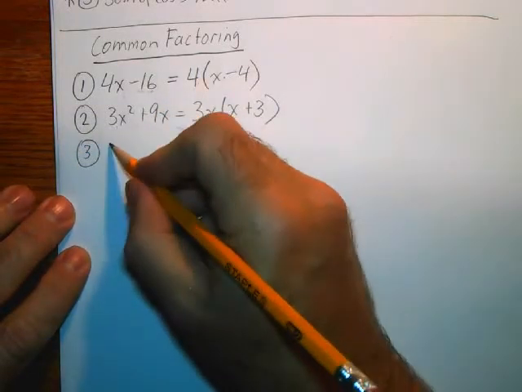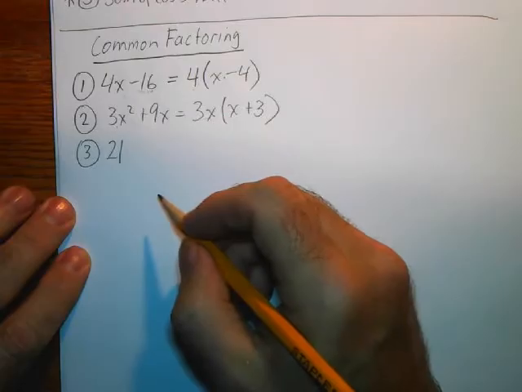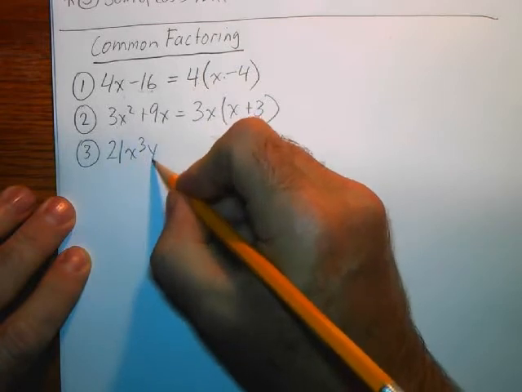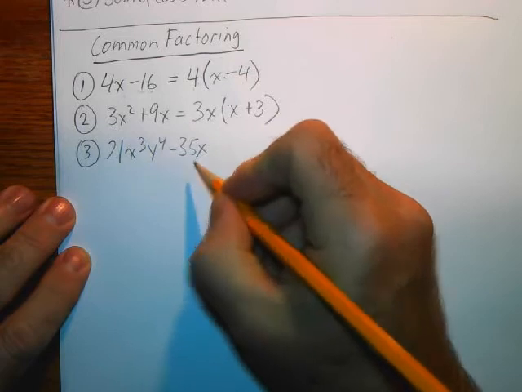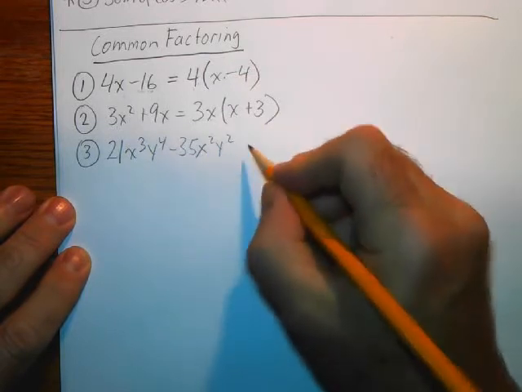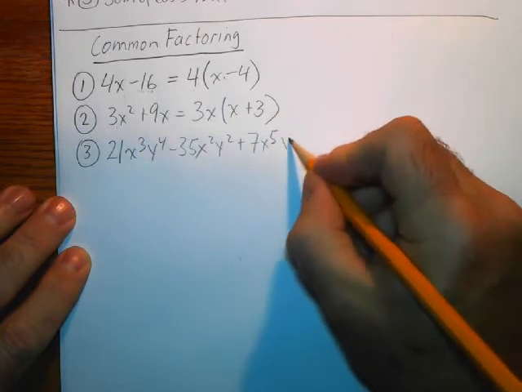So let's try something a little more complicated to end this. We're going to have 3 terms and multiple variables. So 21x cubed y fourth minus 35x squared y squared. So get that in. Plus 7x to the 5th y cubed.